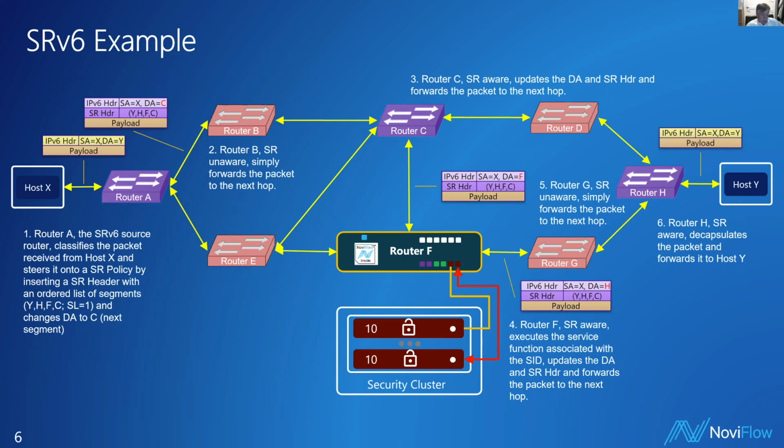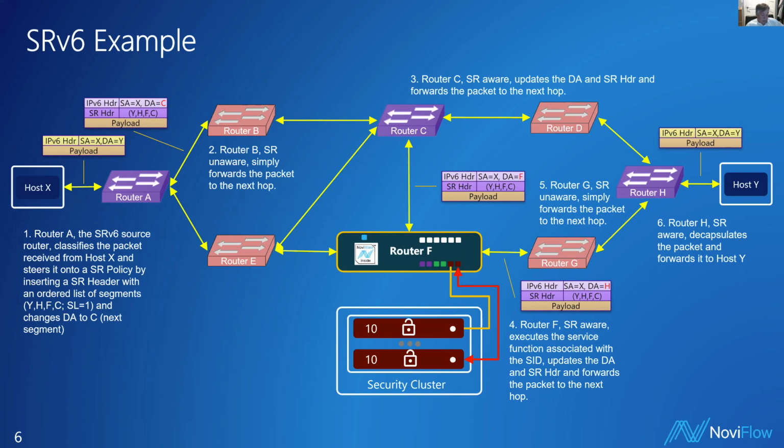And then router C, which is SR aware, updates the destination address and the SR header and forwards the packet to the next hop. Router F, the NoviFlow CyberMapper, is SR aware and executes the service function associated with the SID. This could be sending the packet to one or more load balanced pools of security services. CyberMapper then updates the destination address and the SR header and forwards the packet to the next hop. Router G, again another SR unaware router, just simply sends the packet on to router H. And then router H, which is SR aware, is the last SID in the list and decapsulates the packet and forwards the original packet to host Y.